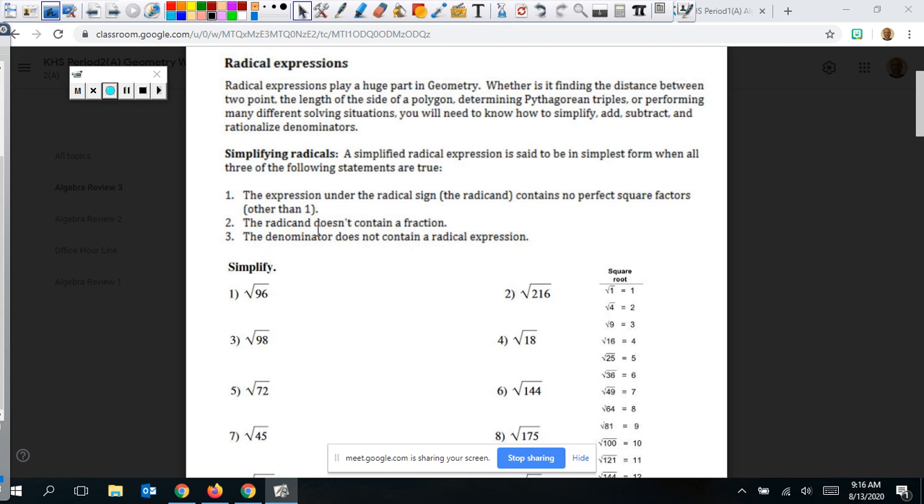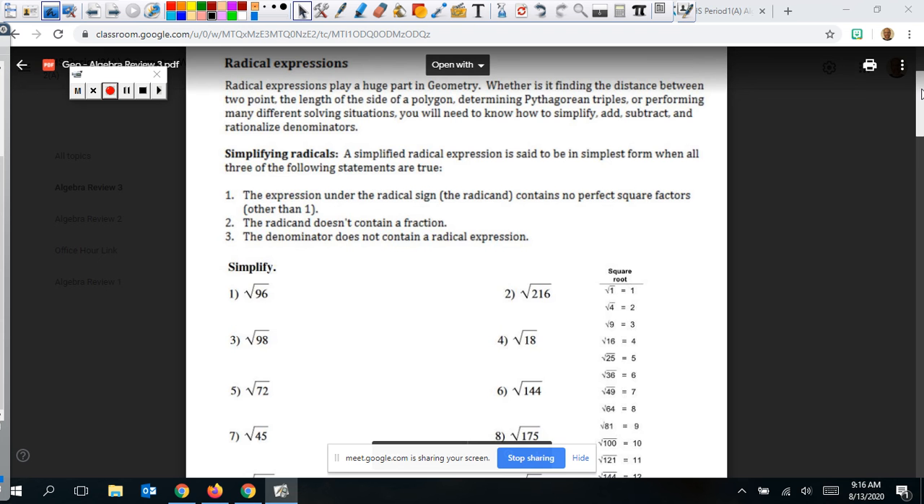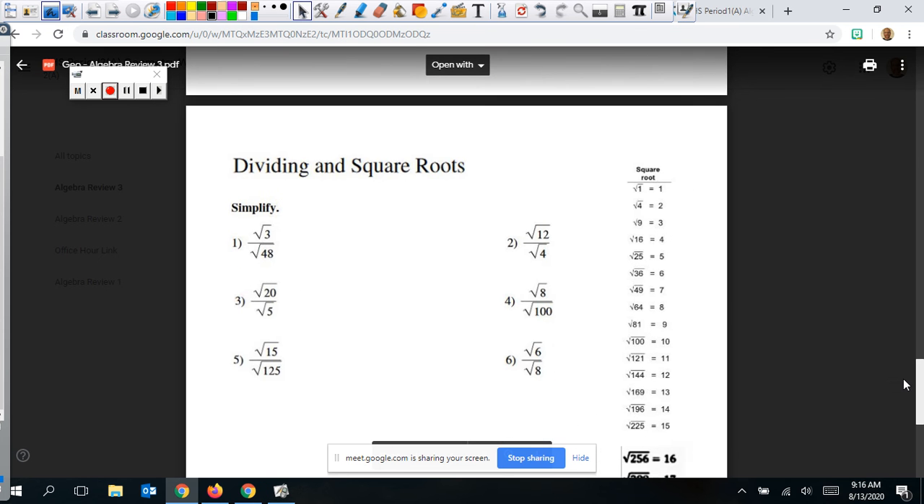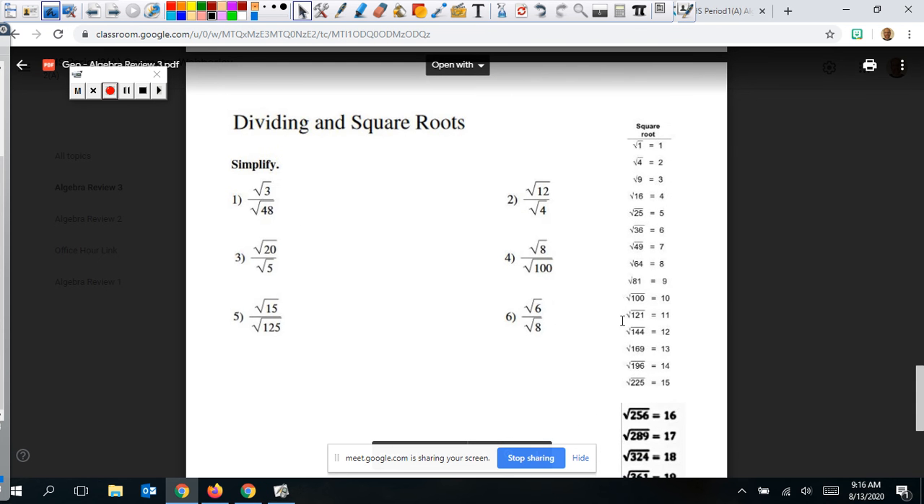Number 2, the radicand, that number underneath the radical, doesn't contain a fraction. So you can't have any fractions under your square root. That's not simplified. And the last thing is the denominator does not contain a radical expression. So if you have a fraction and maybe the top is not a radical, but the bottom is a radical, that's not simplified either. We're going to see those way down here at the bottom when we're dividing square roots. You can see that here. There's radicals at the bottom of those.